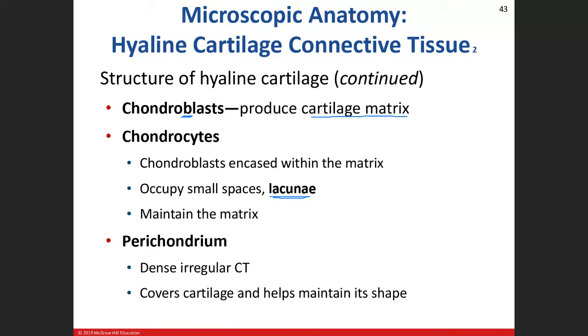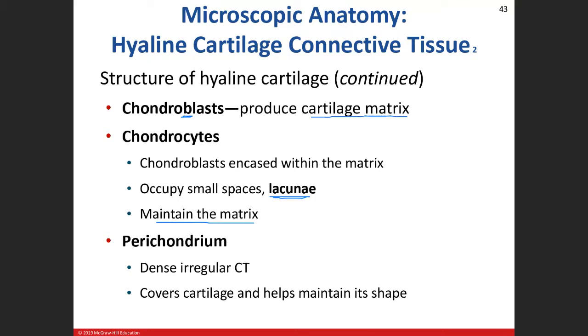And guess what its job is to do? Maintain the matrix. Okay? Just like the osteocyte. Osteocyte is going to maintain its matrix. Chondrocytes are going to maintain theirs. All right? And same type of thing. If something happens to that cartilage, if it needs to grow more matrix, the chondrocyte will do that.